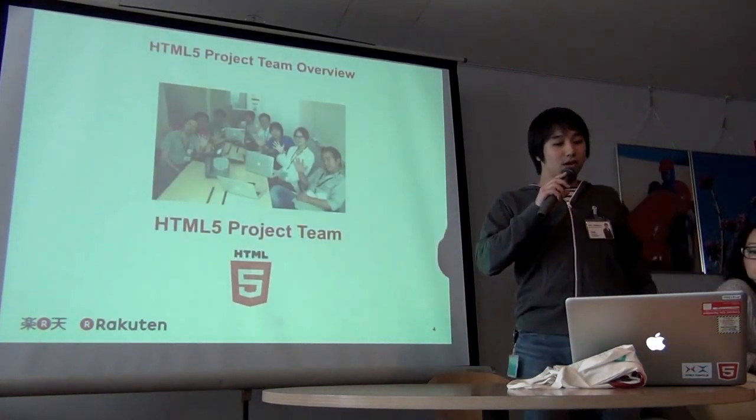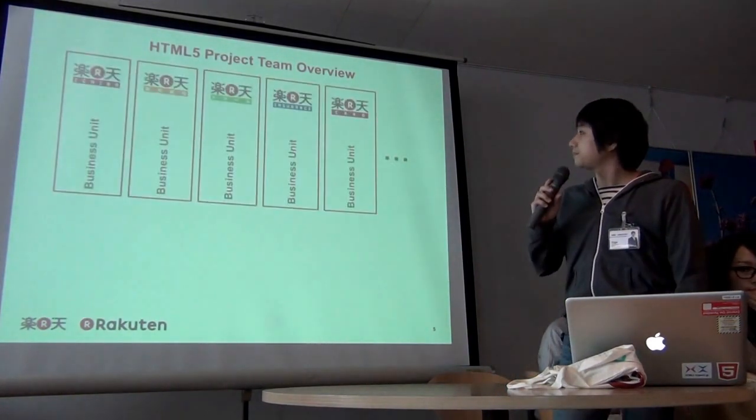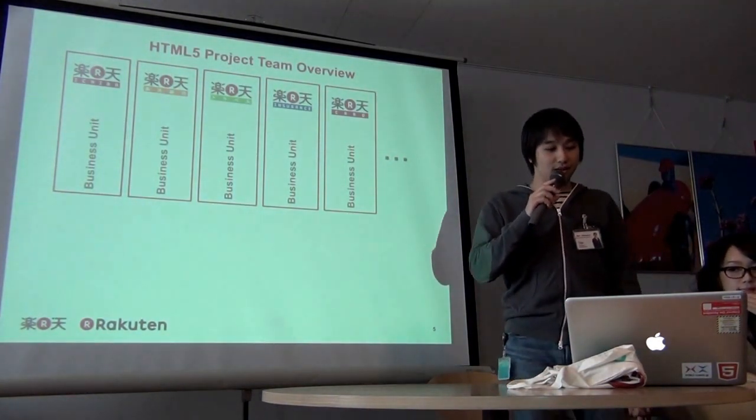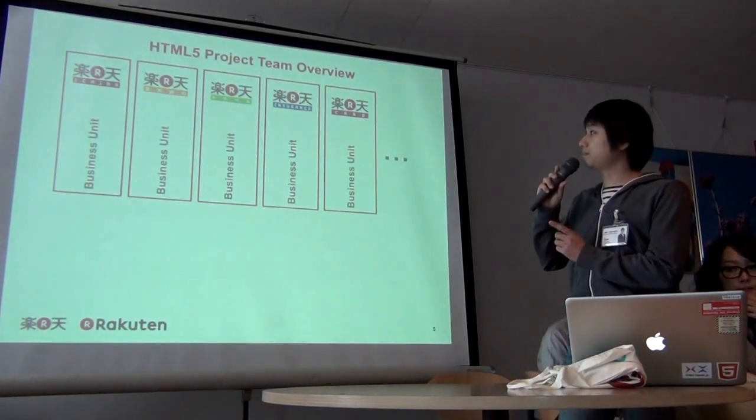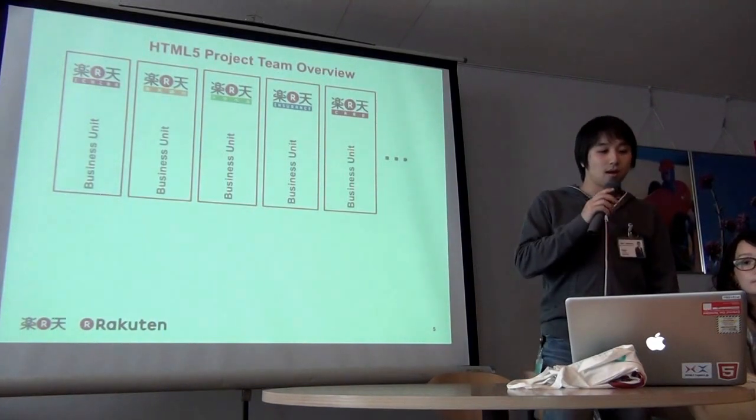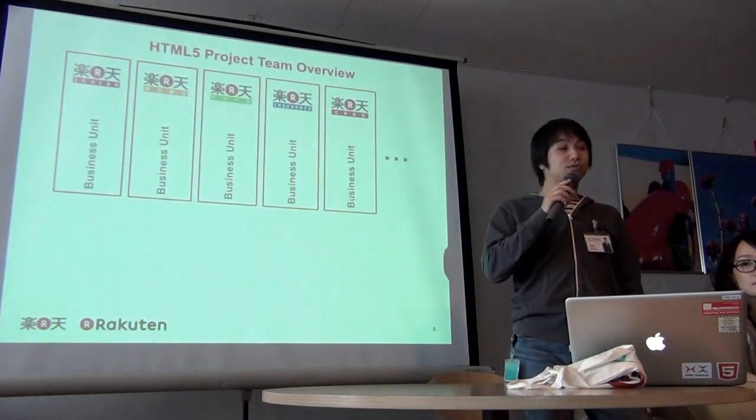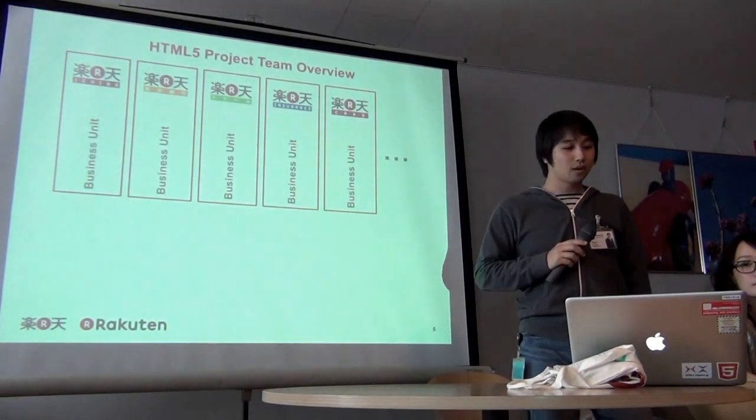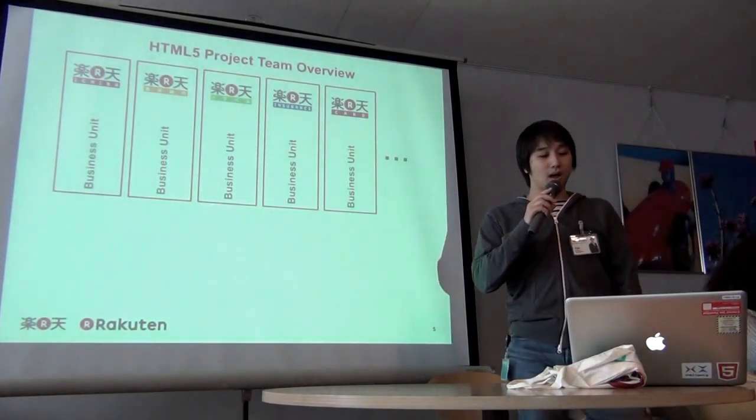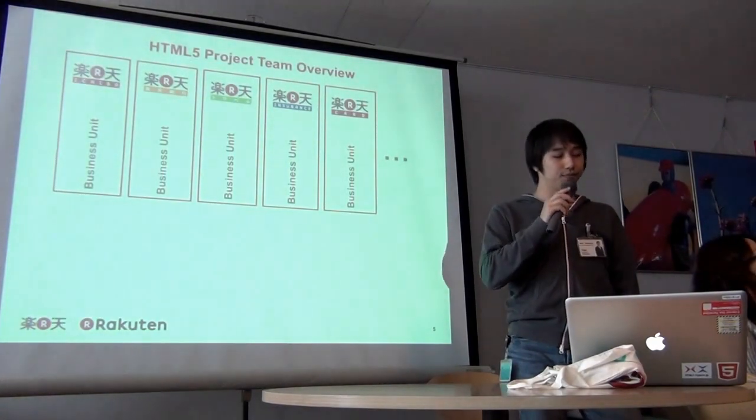So next, I would like to introduce our HTML5 project team. There are so many services and businesses in Rakuten, such as Rakuten Ichiba, bank, travel, insurance, card, and so on. They are operated by individual organizations. We usually say it business unit. And there are some horizontal organizations, mainly the development unit and the creative and web design department.